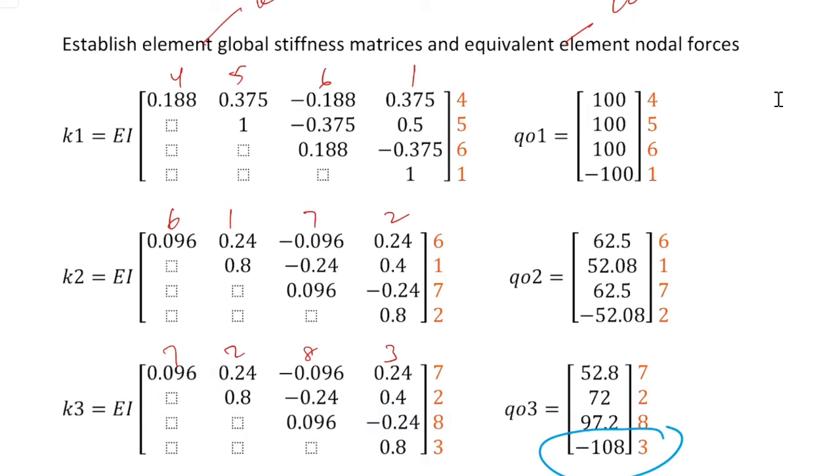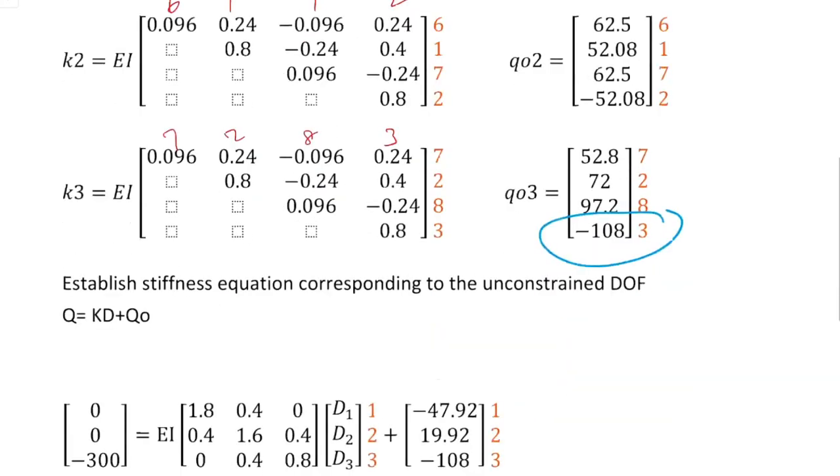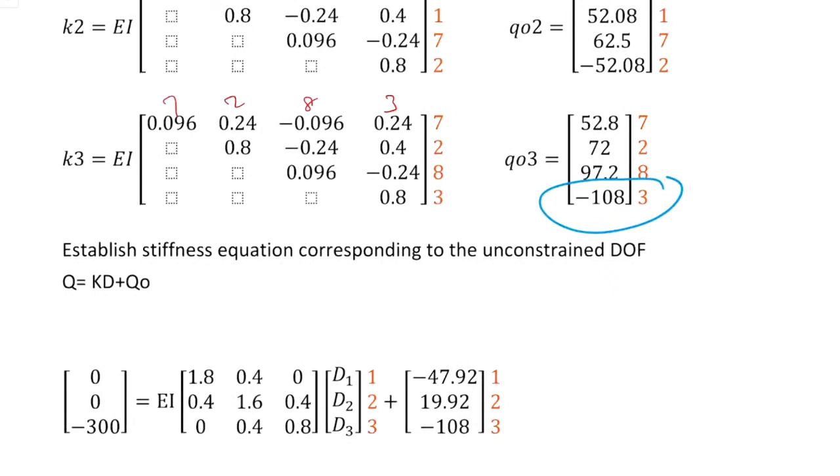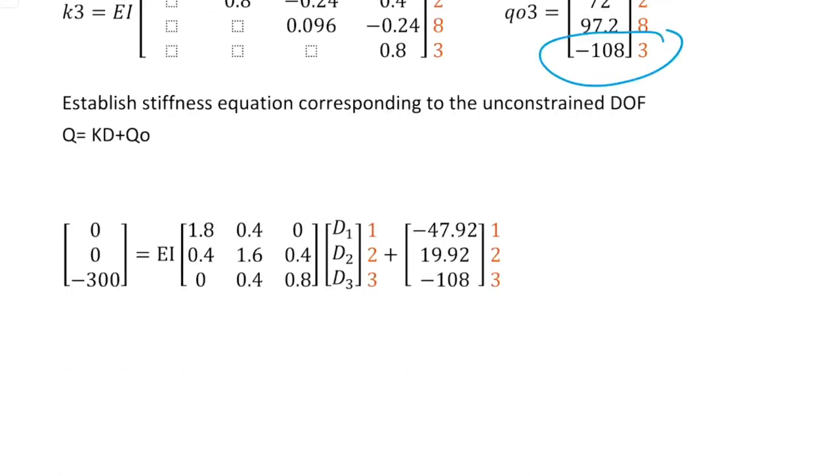So this is actually the stiffness equation corresponding to the unconstrained degree of freedom system. We only establish this unless the question asks you to write the full stiffness equation. But if the question asks you only to determine the unknown displacement or unknown rotation or non-zero degree of freedom, you need to establish up to the degrees of freedom in the unconstrained system. Once we have this, by solving this equation, we will get the unknown displacement.